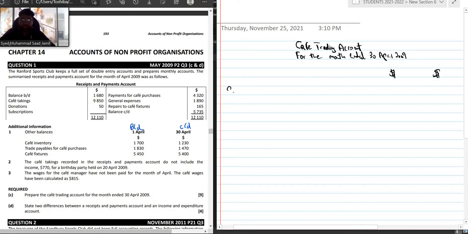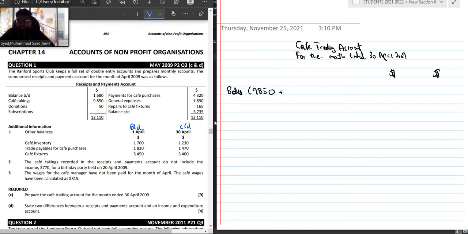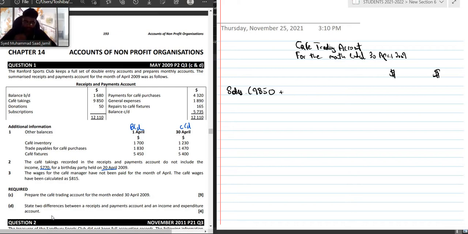What's the amount of sales? Sales is the same as saying cafe takings. So cafe takings are 9,850. But if you read the additional information, it says 770 for a birthday party held. This was not included, so these are also your sales, your revenue. You're going to add the 770 because you earned it. So now your total cafe sales are 10,620.